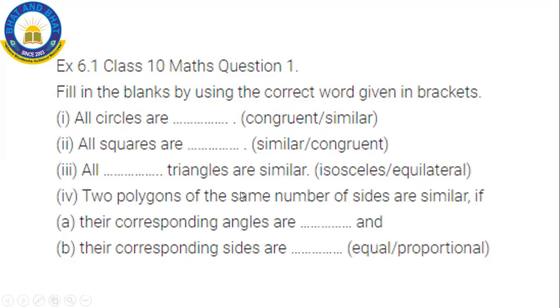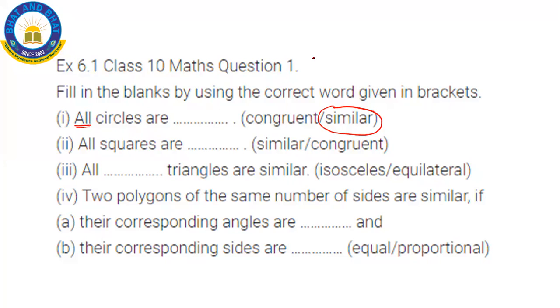Yes, anybody? All circles are what? Yes, all circles are similar. So this is the correct answer. All circles are similar. Why can't all circles be congruent? See, the question says all circles, okay? All circles need not be congruent.